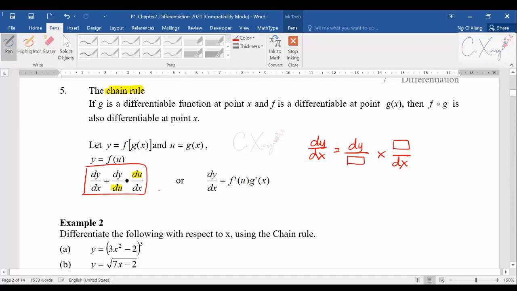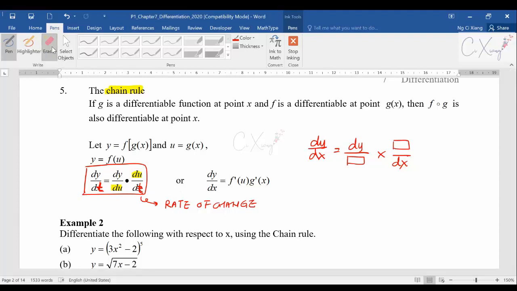We will apply the chain rule very often in the application part related to rate of change. For rate of change, usually we are going to get dy dt, so you have dy du, then du dt. We apply this formula very often in questions that involve rate of change. This one will be another video in the future. So this is what you have for the chain rule.